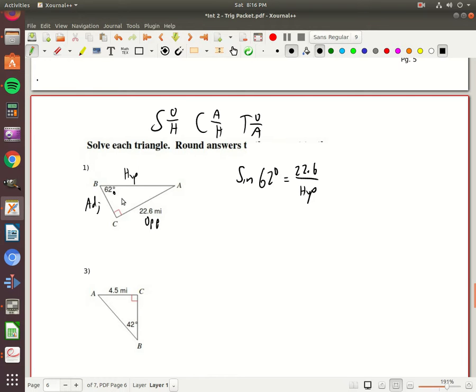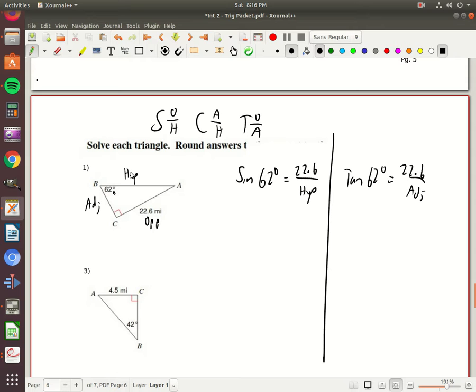Well, let's say instead I was trying to solve for the adjacent. Well, then I would use the opposite and adjacent. I would use the tangent. So I could say the tangent of 62 degrees is equal to the opposite, which is 22.6, over the adjacent. So this is just two ways. And again, there's so many different ways I can do this.